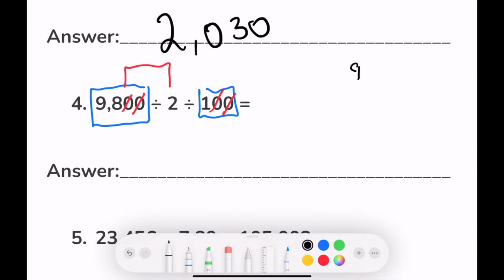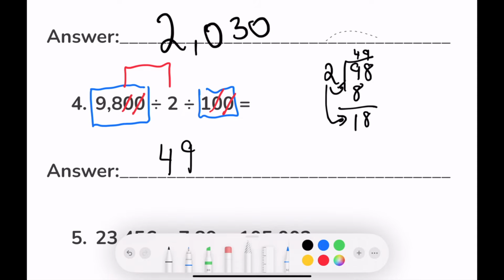All right, so now let me go ahead and write this: 98 divided by 2. Now I ask myself, how many times does 2 go into 9? That's 4 times. All right, so 2 times 4 is 8. That's 1 remainder. The 8 comes down. Ask yourself, how many times does 2 go into 18? That's 9. And we are left with a quotient of 49.